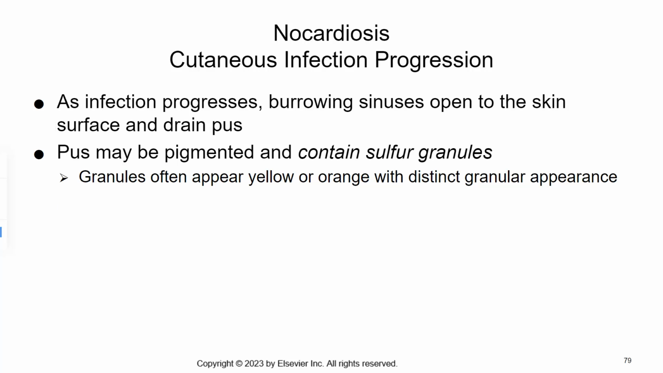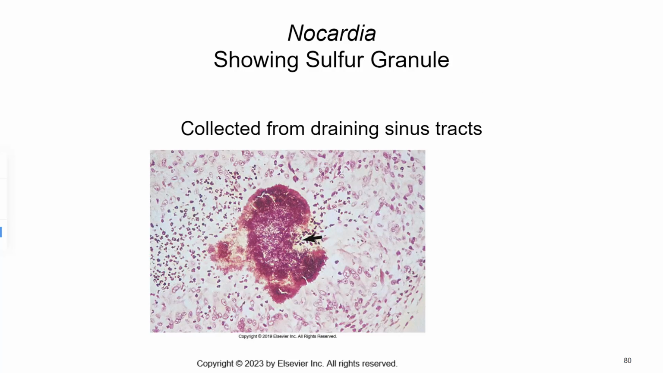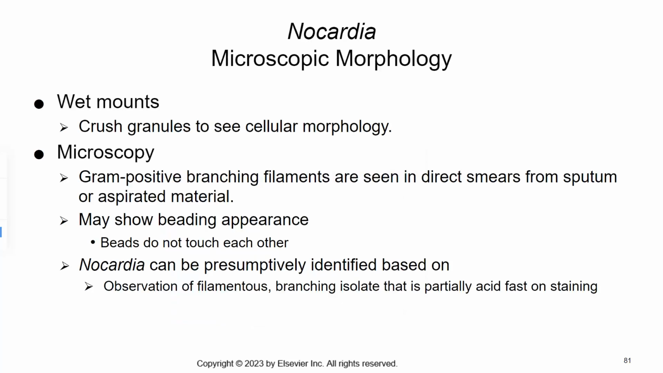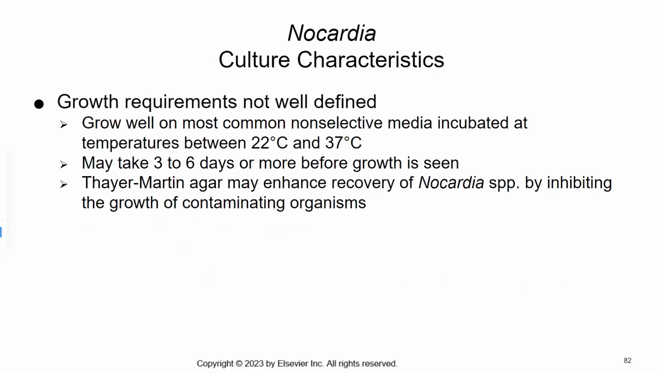As the infection progresses, burrowing sinuses open to the skin surface and drain pus. Pus may be pigmented and contain sulfur granules. So this is collected from draining sinus tracts. Wet mounts crush granules to see cellular morphology. Microscopy: you see gram-positive branching filaments in direct smears from sputum or aspirated material. May show a beading appearance. Beads do not touch each other. Nocardia can be presumptively identified based on observation of a filamentous branching isolate that is partially acid-fast on staining.